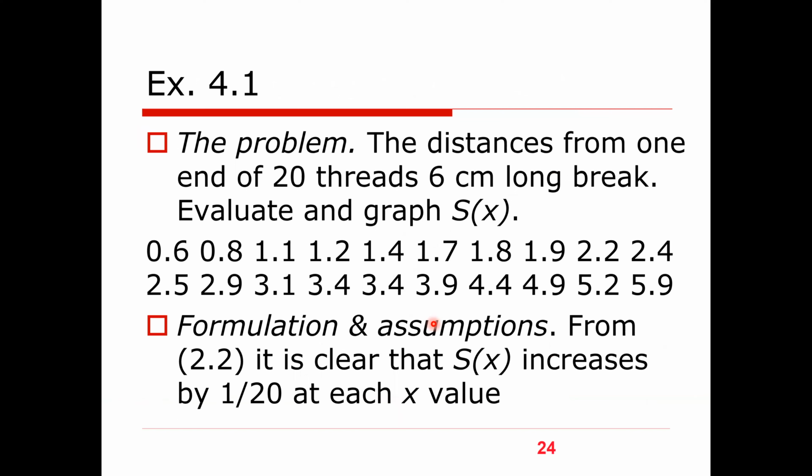So let's look at example 4.1, how to use the Kolmogorov test to check if a data set follows a particular distribution. So for 6 centimeter threads, we have 20 of them. Breaks can take place anywhere. So they measure the distance from one end of the threads to the breaks and get this data set. The unit of this data is also centimeters, right? So the value can be between 0 and 6.